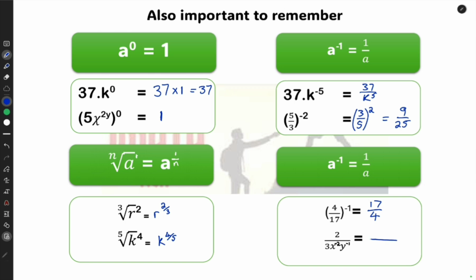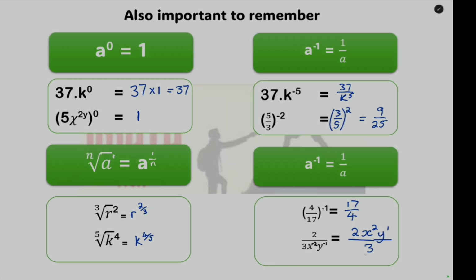So the 2 stays where it is. The 3 stays where it is. But the x has a negative 2, so that becomes x squared. And the y has a negative 1, so it actually moves to the top. So it's y to the power 1. And that's my final answer. You can just leave it like that.